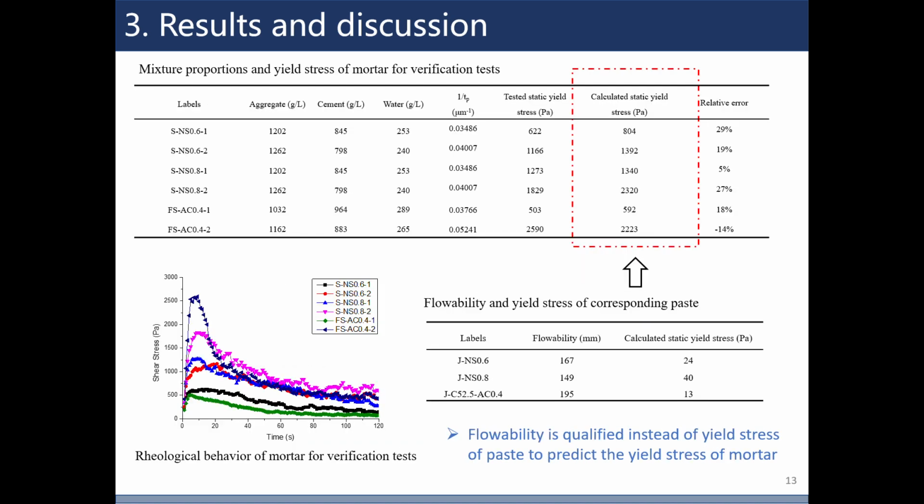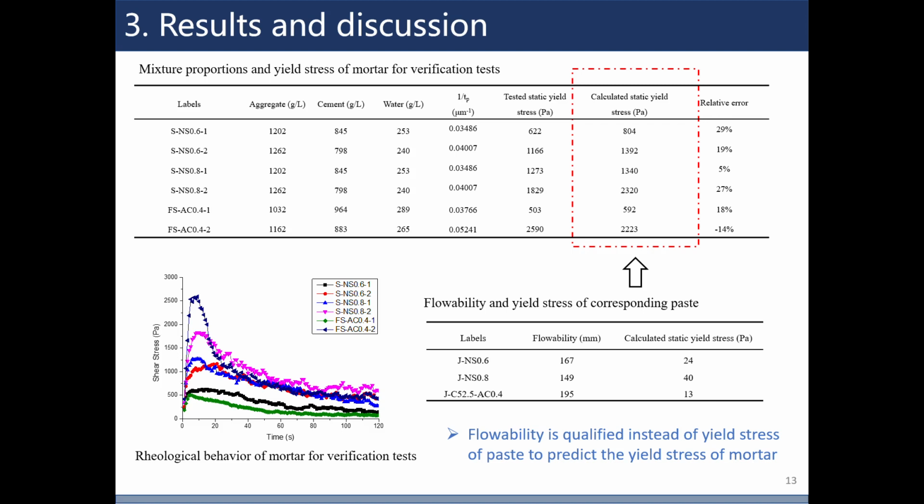To further verify whether the flowability of paste is a suitable parameter to predict the yield stress of mortar, we measured the flowability of 3 groups of paste. According to the flowability and the relationship between the flowability and the yield stress, we can compute the corresponding yield stress of paste listed in the table.